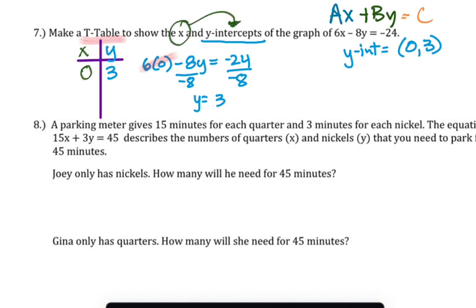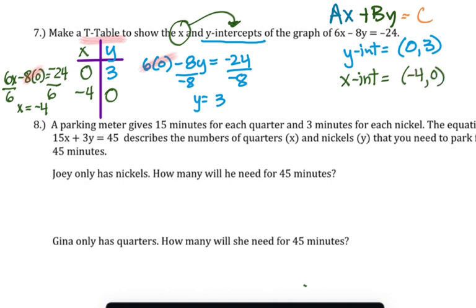I solve for the x-intercepts when y is 0. So I substitute that into my equation, and it will eliminate the y values, and I simply divide by 6 to solve for my x-intercept, which is -4, when y is 0. It's the only time that x equals -4 is when y is 0.